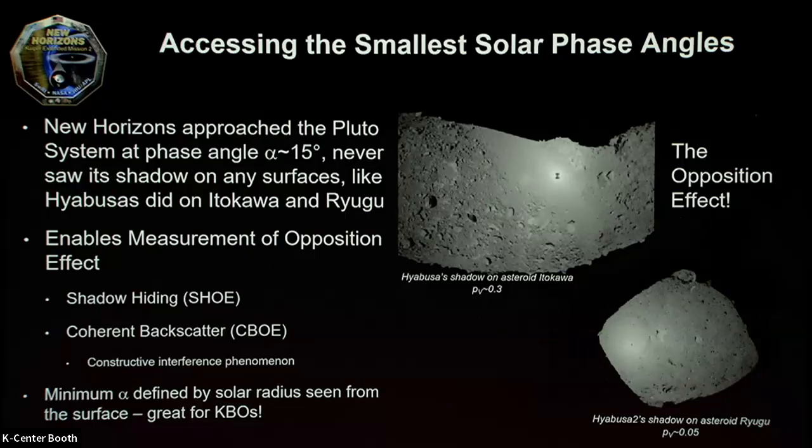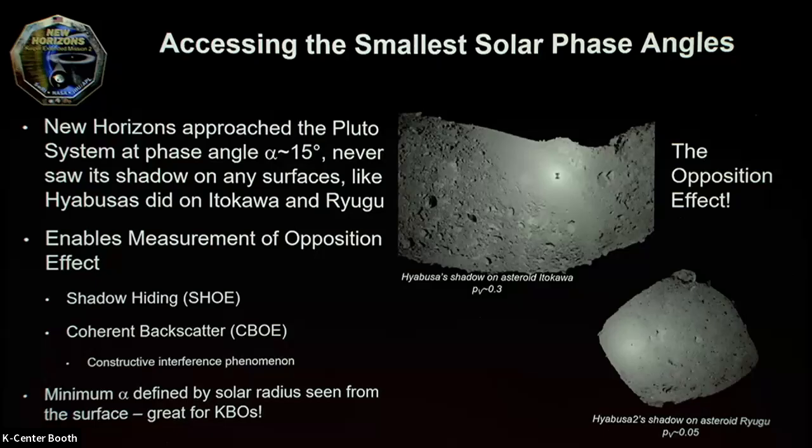So this is a feature of the regolith particles. It is not an intrinsic albedo spot that you're seeing there. In fact, if you were to follow the spacecraft across and follow that shadow across the surface, you'd see that bright spot move with the spacecraft. It is due to two phenomena: shadow hiding, where particles hide their own shadows, which is a geometric phenomenon, and then a coherent backscatter phenomenon, which is constructive interference of rays as they interact with the surface.